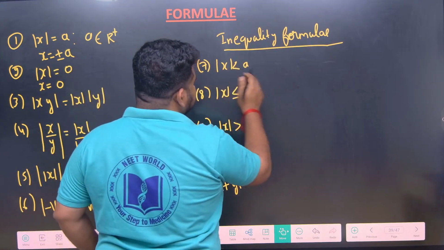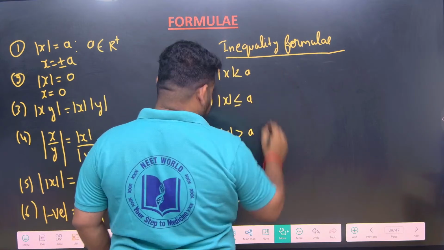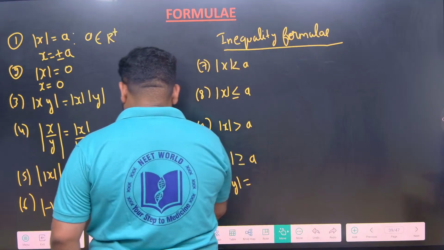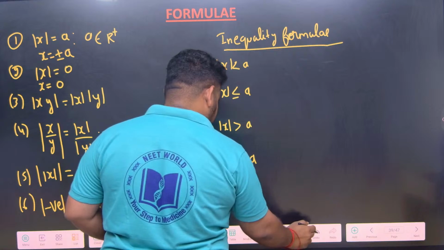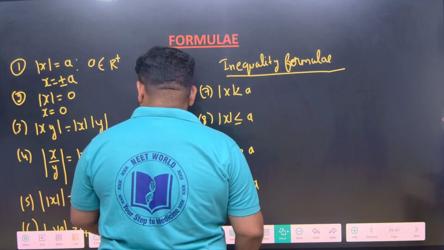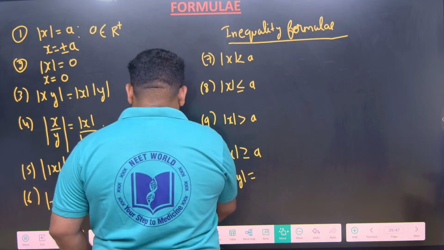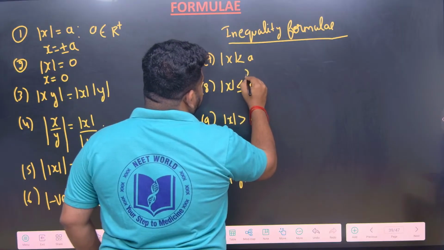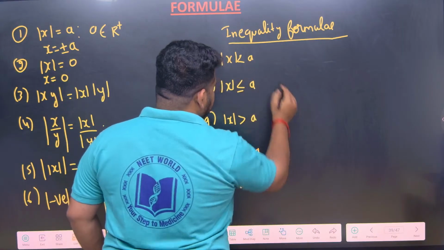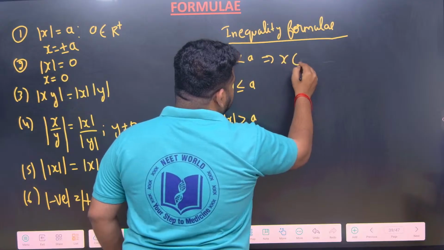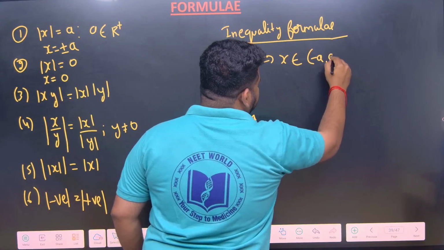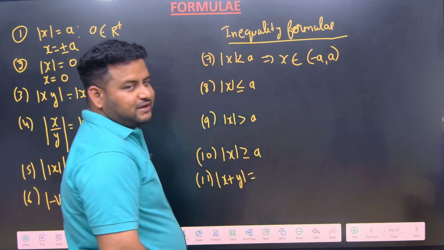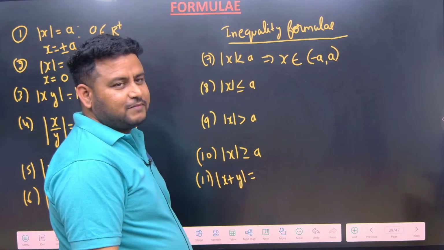So mod x is less than a means you can write it as x belongs to the open interval minus a comma a. Observe carefully, therefore this implies x belongs to the open interval minus a comma a.